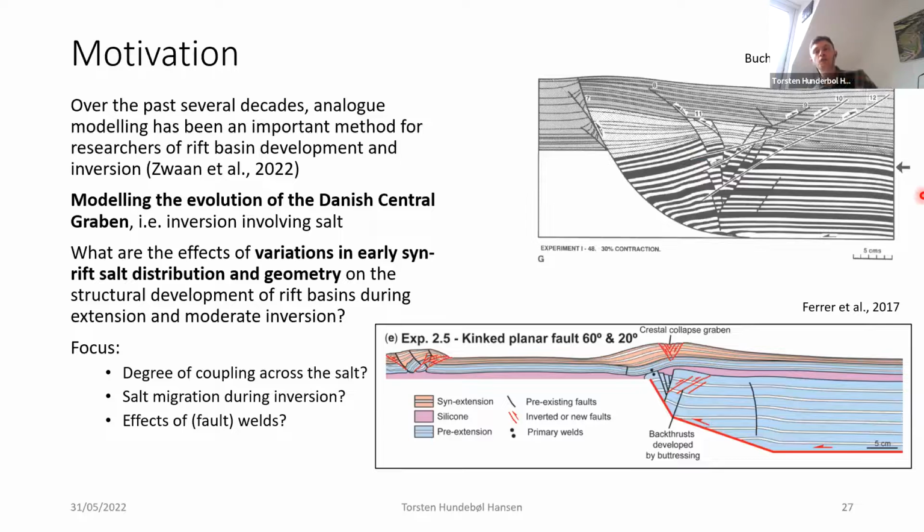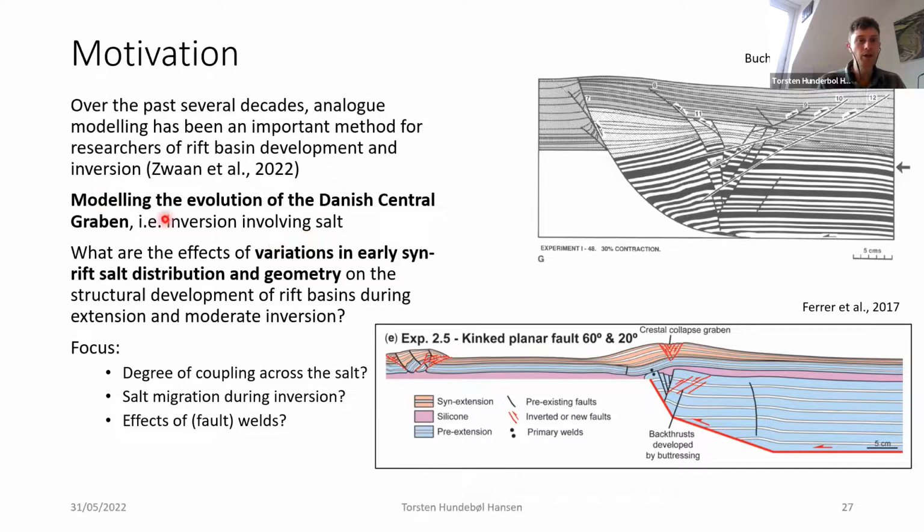What's the motivation for doing something like this, using this methodology of sandbox modeling? Over the past several decades, at least back to the mid-80s or so, analog modeling has been an important tool for geologists researching rift basin development and subsequent inversion. At least according to Khan et al., this is a preprint of a very new review paper on analog modeling of basin inversion from Solid Earth, and it's freely available at the website if you are interested.